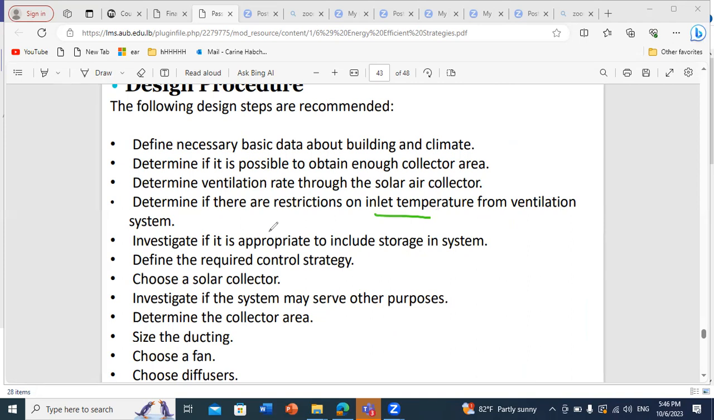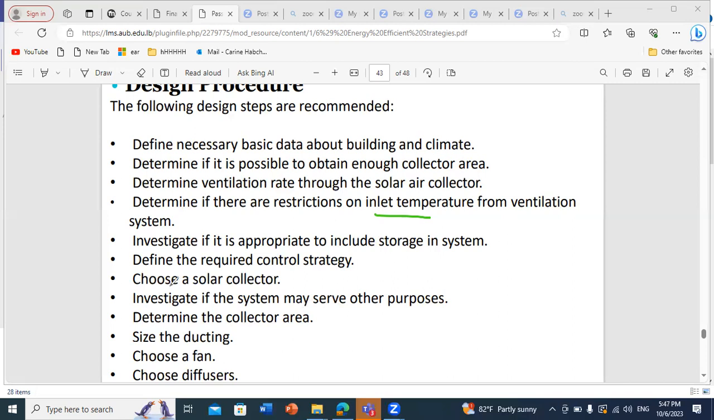We should investigate if it's appropriate to include storage in the system, and define the required control strategy. In addition, we should choose a solar collector that is appropriate for our application. So let's say for swimming pools, we use the unglazed type. For applications needing very high temperature, we use the concentrated type.